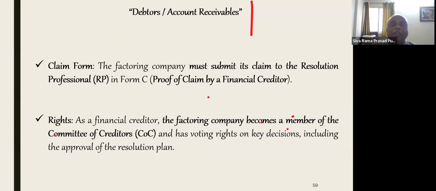Claim form. The factoring company must submit a claim form to the resolution professional in Form C, proof of claims by a financial creditor. Rights: as a financial creditor, the factoring company becomes a member of the committee of creditors. Whether it is secured or unsecured, some factoring companies discount the bills without taking security, in that case unsecured, otherwise secured. It has voting rights on key decisions, including approval of the resolution plan.